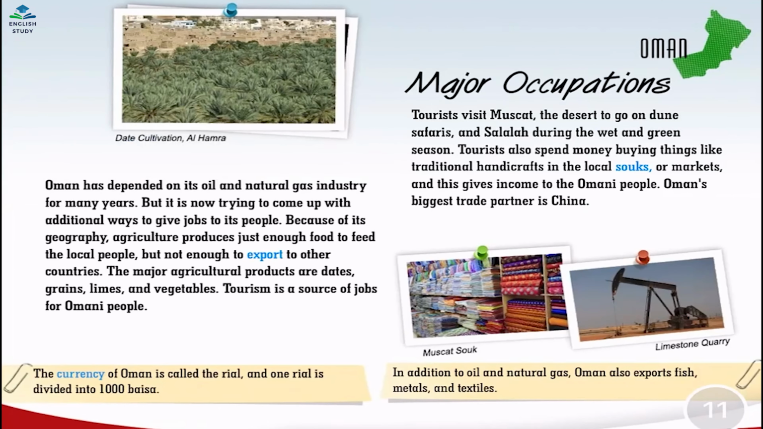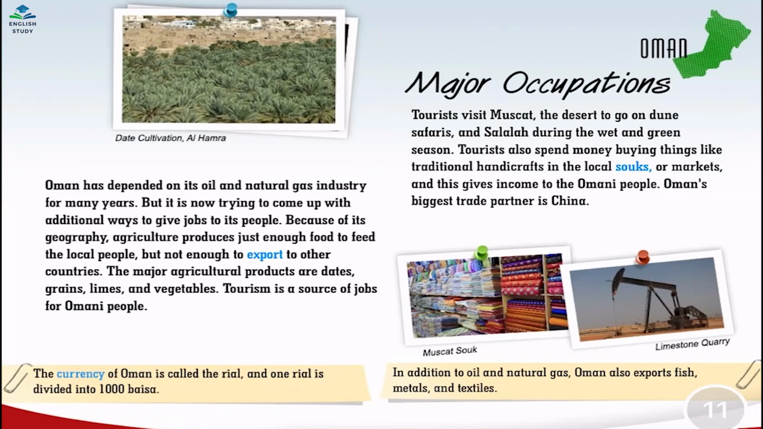Major occupations. Oman has depended on its oil and natural gas industry for many years, but it is now trying to come up with additional ways to give jobs to its people. Because of its geography, agriculture produces just enough food to feed the local people, but not enough to export to other countries. The major agricultural products are dates, grains, limes, and vegetables.